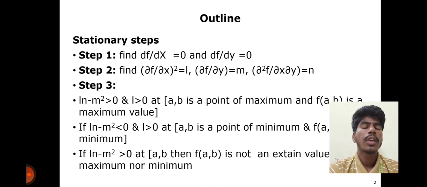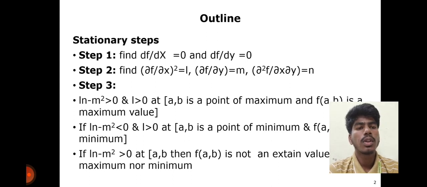Now step 2: differentiate to get the second order derivatives. We can conclude that the second order derivative with respect to x is L, the second order derivative with respect to y is m, and the second order derivative with respect to x and y is n. We can conclude like that.